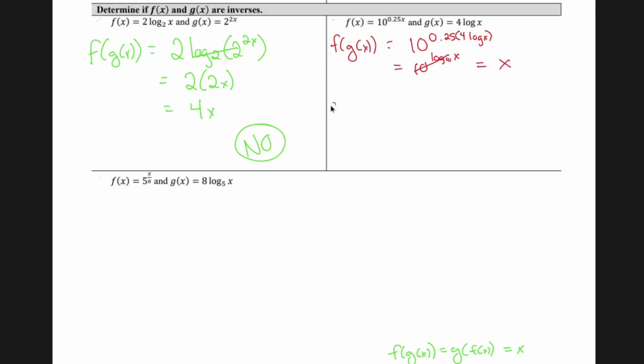Now let's do the other version. G of f of x. Write out all of g, 4 log, leave a big parentheses where the x is, and inside the parentheses put in f of x. So 10 to the 0.25x. Log is the same as log base 10, so these guys cancel each other out. You're left with 4 that's still living on the outside. Drop down the 0.25x. 4 times a quarter x just cancels each other out, and you're left with x. They both equal x. So are they inverses? Yes.